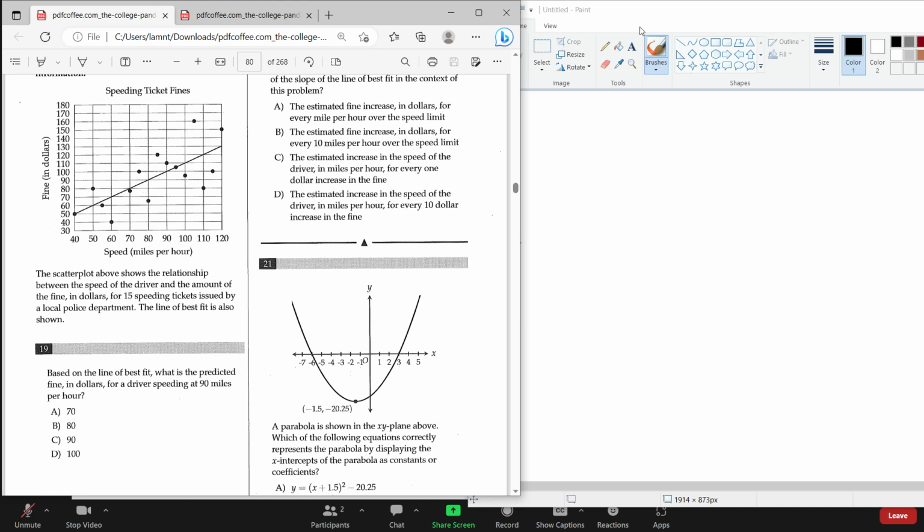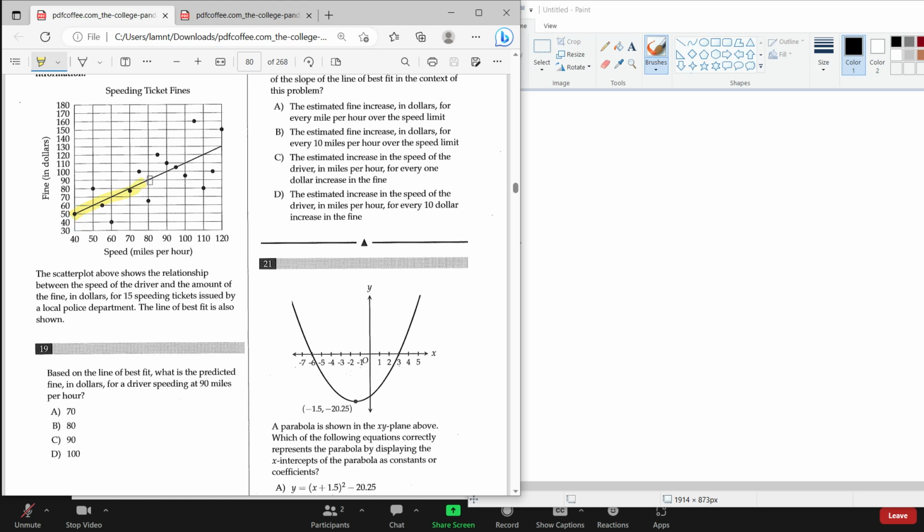So for number 19, we have a scatter plot and a best fit line. This graph describes the speed in miles per hour and the fine in dollars, and describes the relationship between these two quantities using a scatter plot. The scatter plot above shows the relationship between the speed of the driver and the amount of the fine in dollars for 15 speeding tickets issued by a local police department. The line of best fit is also shown. So we have the line of best fit, right here, let's mark it by a marker.